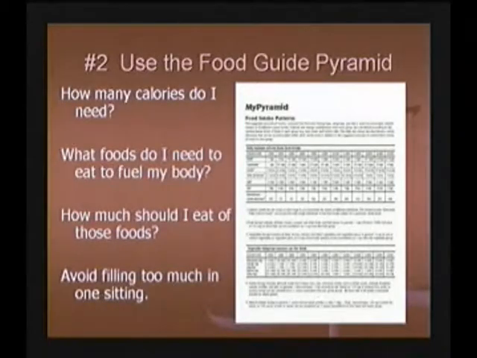Number 2 is use the food guide pyramid. There's a reason why it was created. It was created by dietitians and nutritionists. They know what kind of vitamins, minerals, proteins, carbohydrates, and fats our body needs. This is what it was based on: sound nutrition principles from what our body needs. So what we want to do is know how to use it for ourselves.